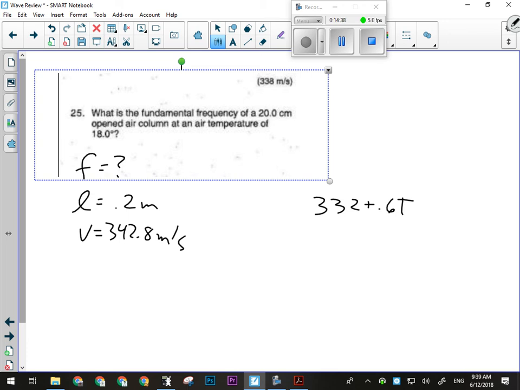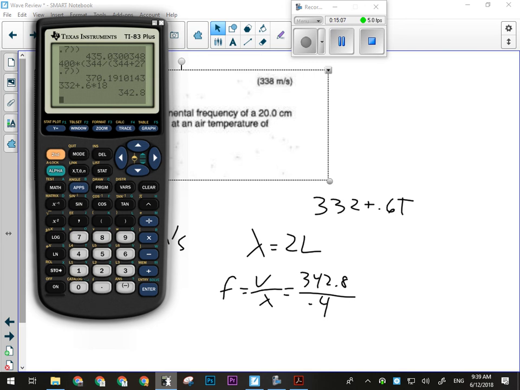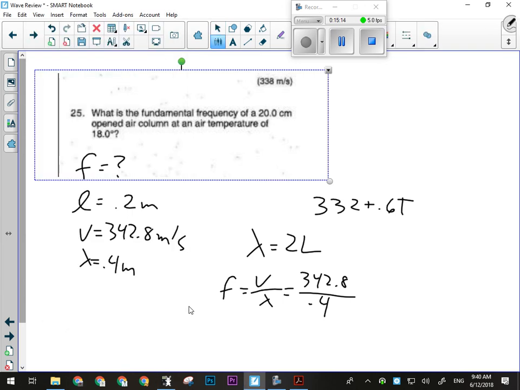So if we've got L, we can find the wavelength because we know that for an open air column, lambda equals 2L. So if we multiply this by 2, we have the wavelength. So the wavelength is 0.4 meters, and then we just use the universal wave equation. f will be v over lambda, so 342.8 divided by 0.4, 857. What did they have, 855? Yeah. So that's what the difference is.